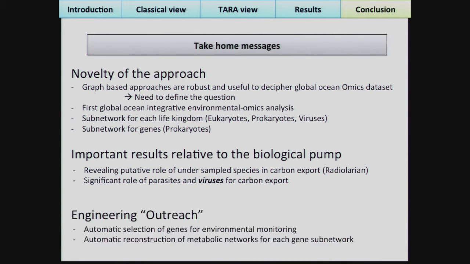And some engineering outreach: because of this analysis, now we can target a few genes to put on environmental sensors to do some monitoring. And we hope to be able to build or reconstruct the metabolic network associated with this gene set network. And with that, I'll answer questions.